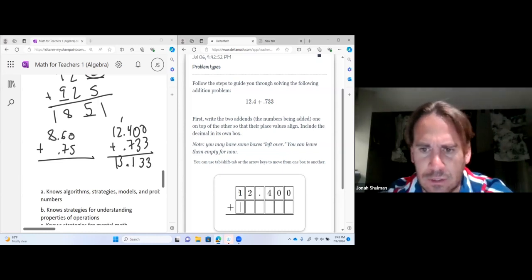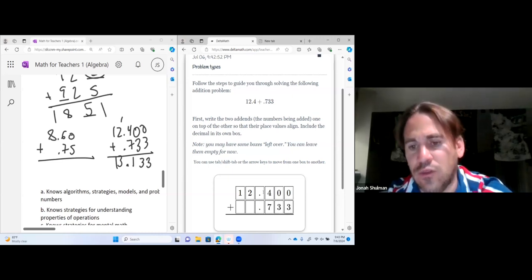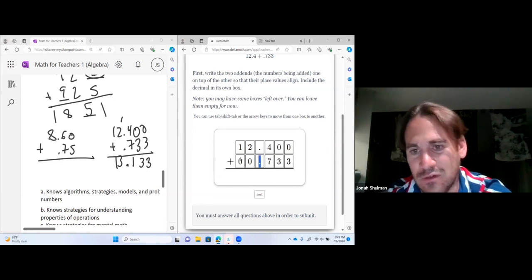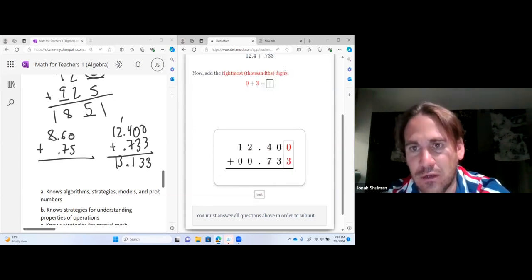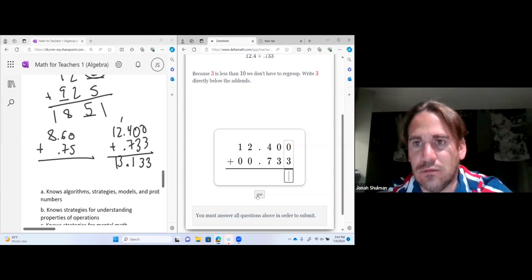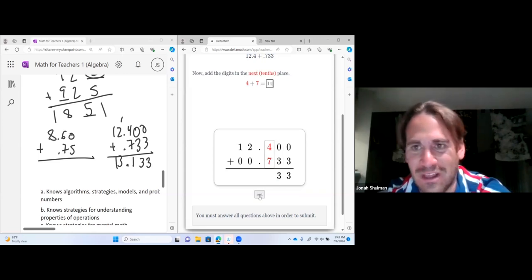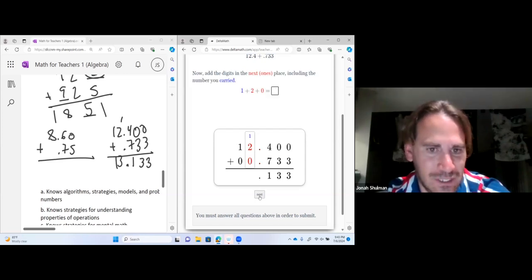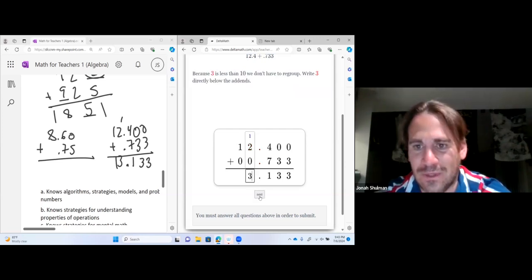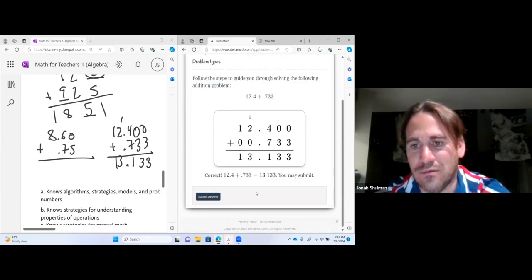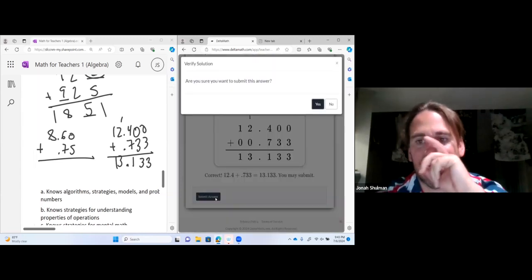12.400. And then it's going to be decimal 733. You could have them put zeros here if you want. They're not needed, but if you like it, you can put them there. 0 plus 3 is 3. There's our 3. 0 plus 3 is 3. There's our 3. Here's our 11. So it's 1, 1. There's our decimal. 1 plus 2 plus 0 is 3. There's my 3. And 1 plus 0 is 1. And it matches. Cool.